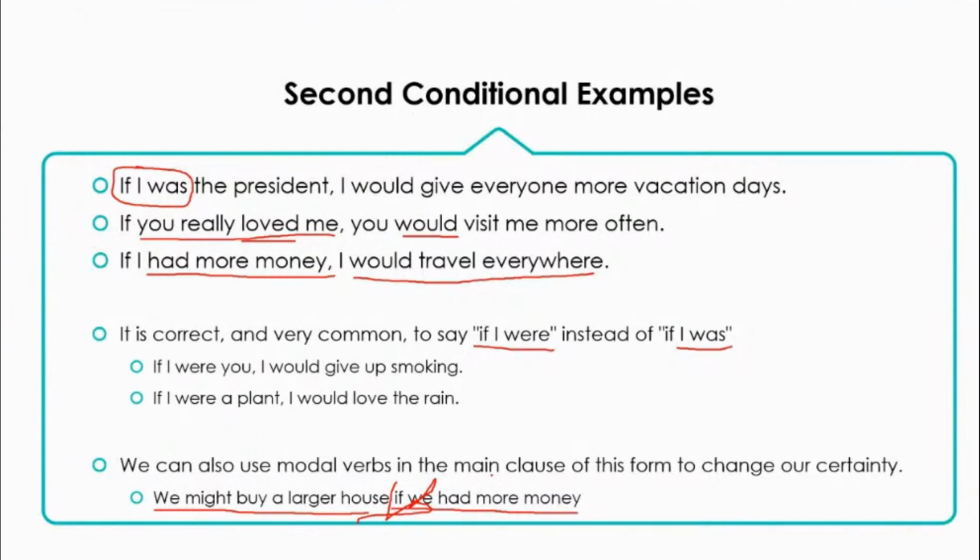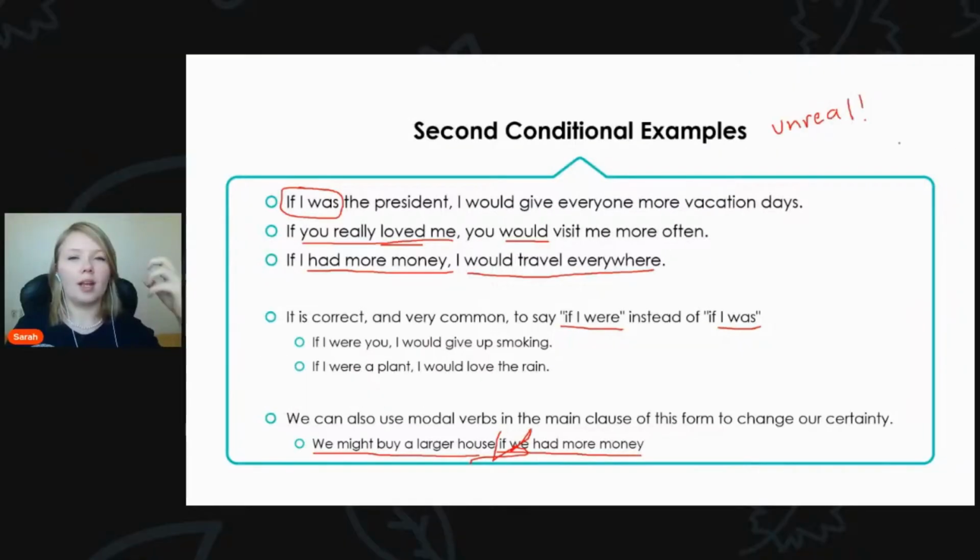But if we did, I can also use might or may, words like this, if I'm not really sure what I would do. Oh, if I won the lottery, I might travel to every country, or I might do this, I might do that. All right, so this is our second conditional, which we use to talk about things that are not real. And we're just imagining, right? Hypothetical is the word to use for this one.